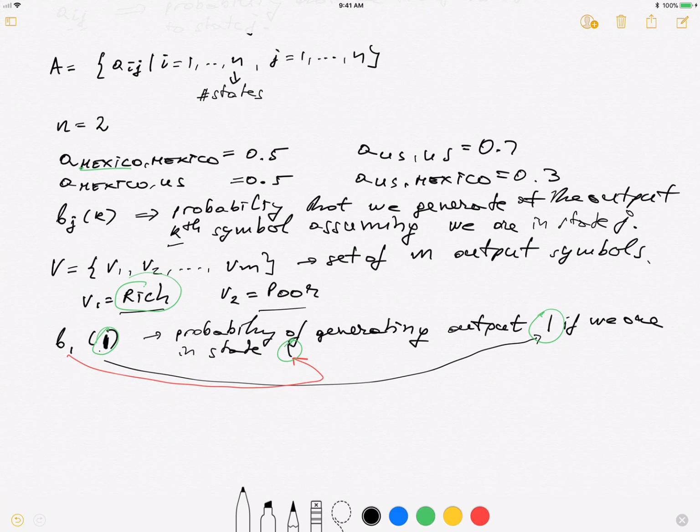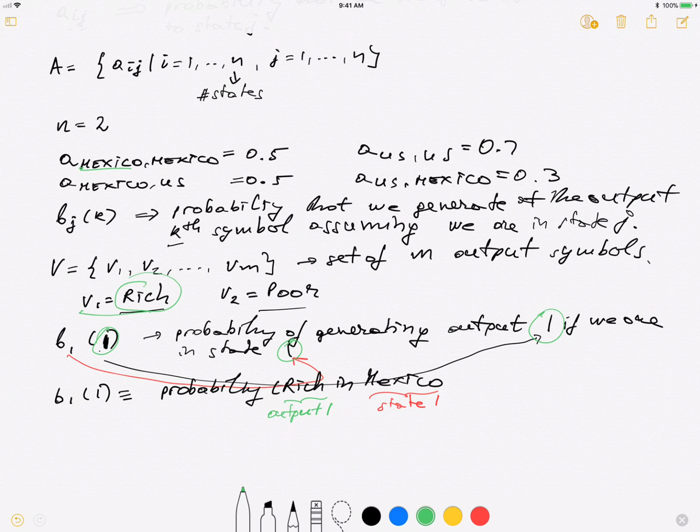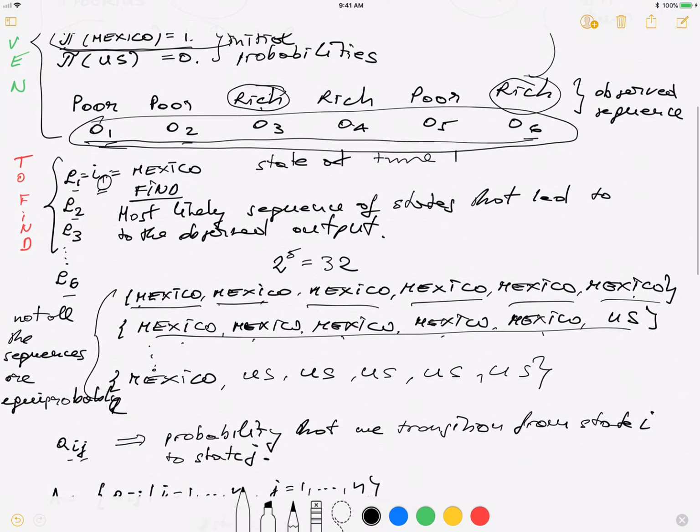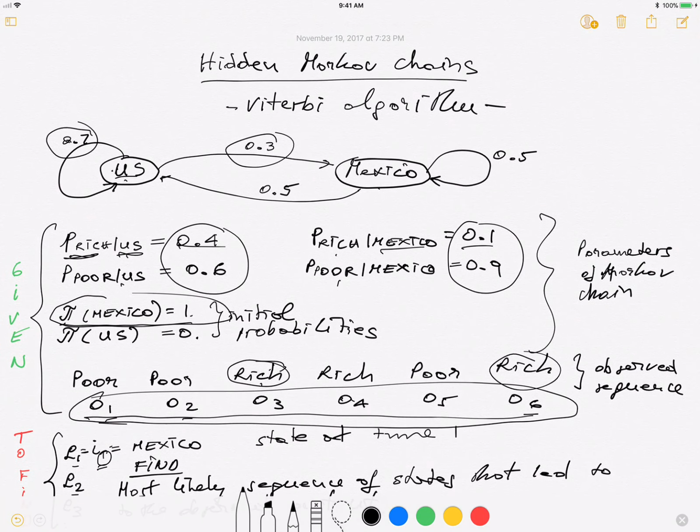So B11 is the same as the probability of rich in Mexico. Why rich and why Mexico? Because Mexico is state 1 and rich is output 1. So the probability somebody is rich in Mexico is what? It's 0.1.